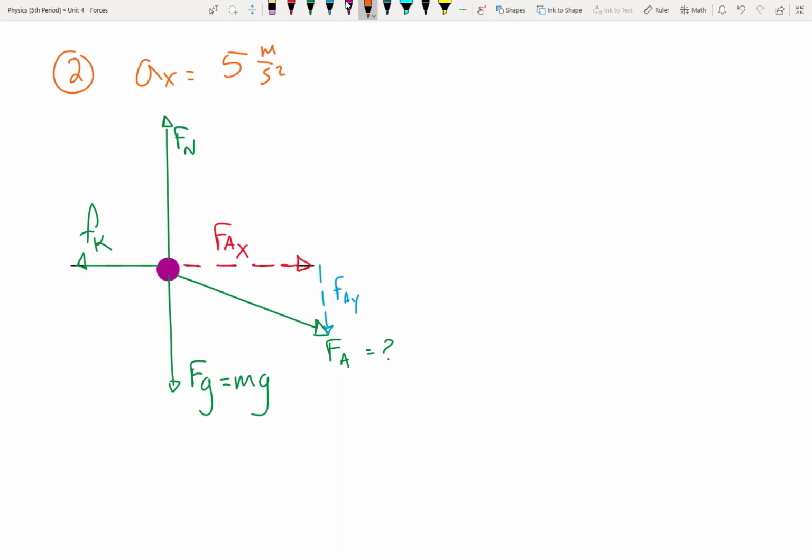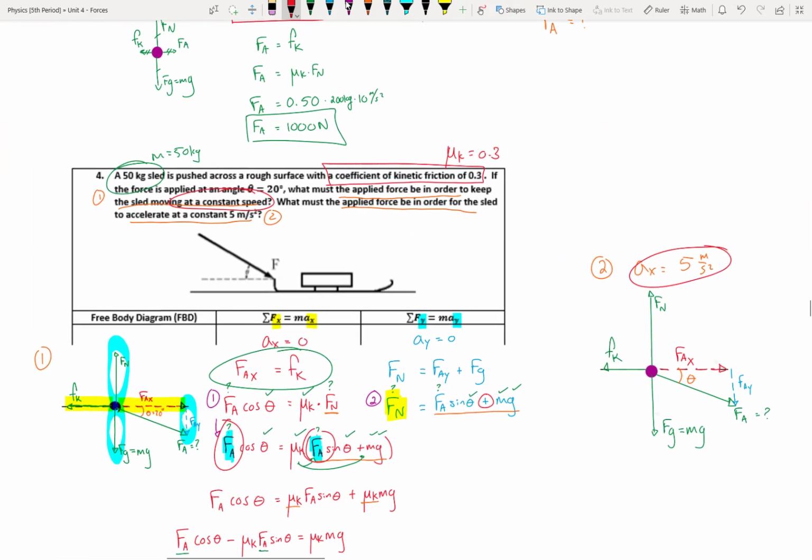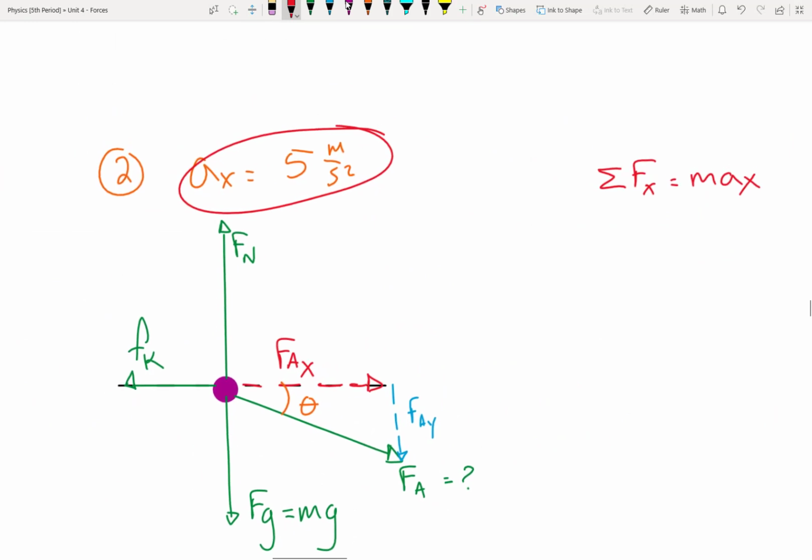Now we'll notice that this is going to look very similar, because now we just have the addition of something else. We want to make it a little bigger of an applied force so that we get an acceleration. In the x direction, our acceleration is not 0. Remember, it needs to be 5 meters per second squared. And I believe we do know our mass, right? Yes, 50 kilogram sled over here.